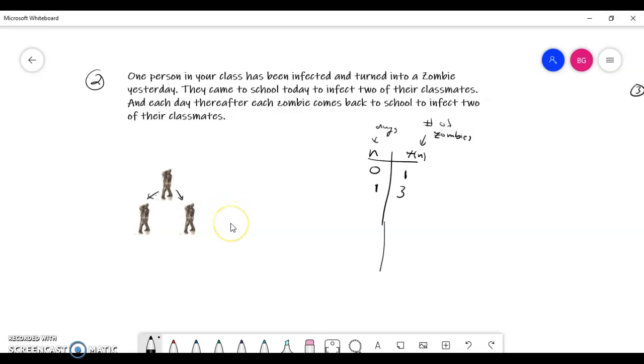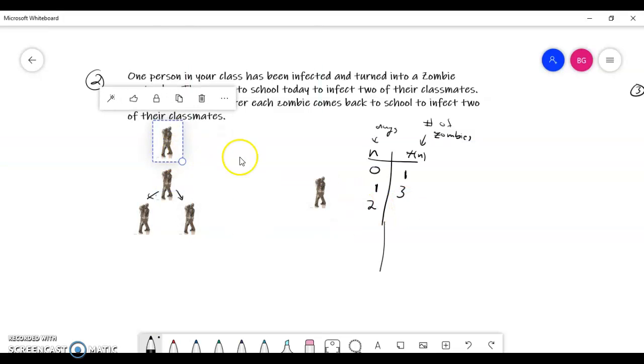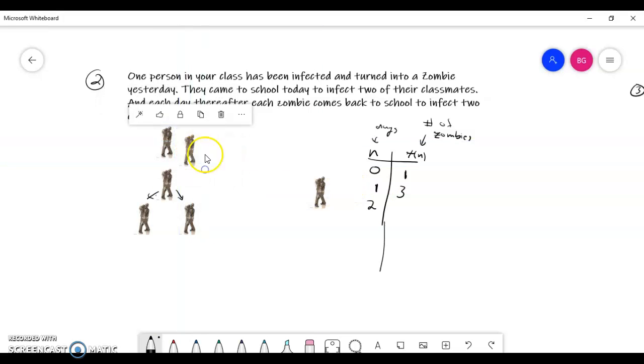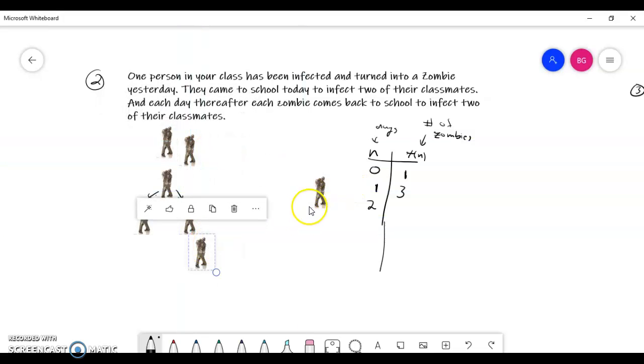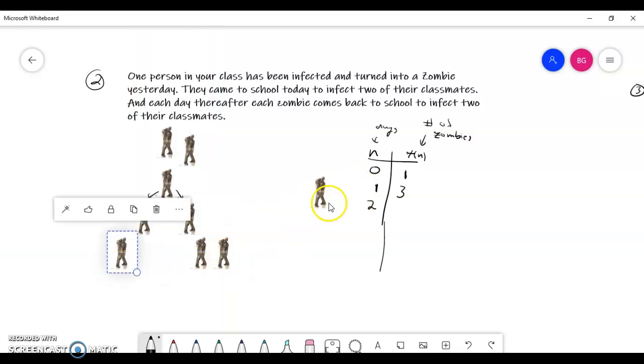Now on day 2, the next day they come to school. So all 3 of them are going to infect 2 more people. Even the person that's already infected 2 people the first day is going to do it again. Each of them are going to infect 2 more. So I'm going to put 2 zombies for each of them. Here's another 2 for the first guy that we had. The guy down here that got infected on day 1, we're going to put 2 with him. Then we're going to put 2 more with that one.